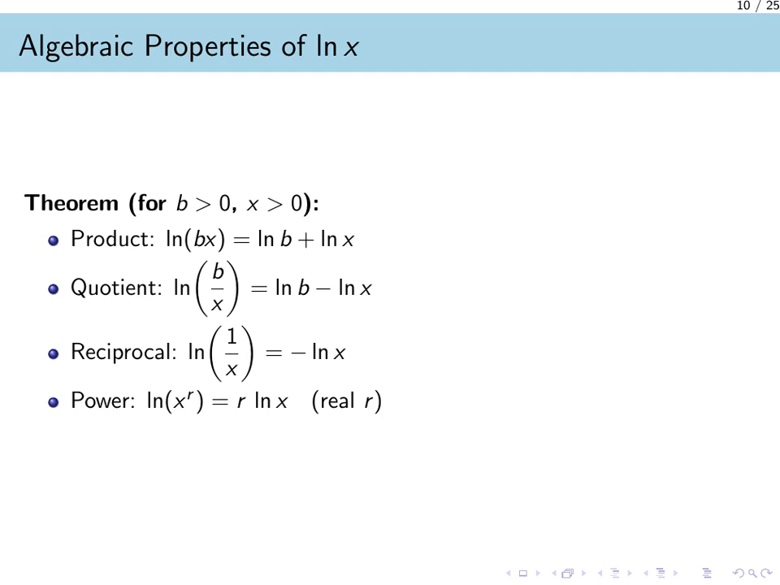The key takeaway is that these properties turn multiplication, division, and exponentiation into addition, subtraction, and multiplication, respectively.